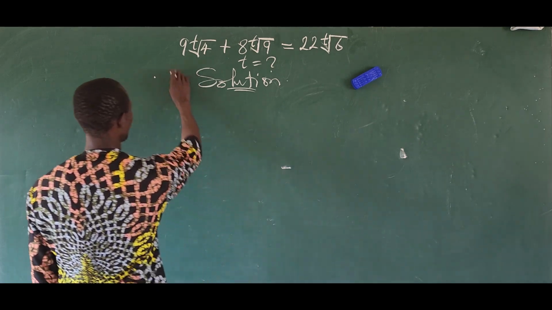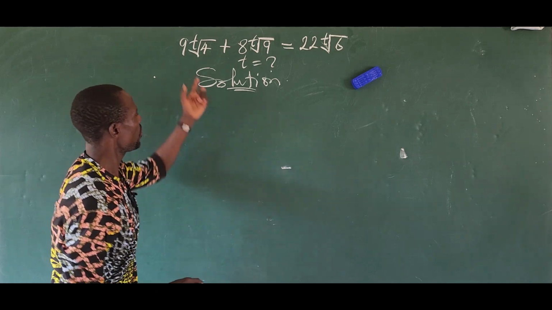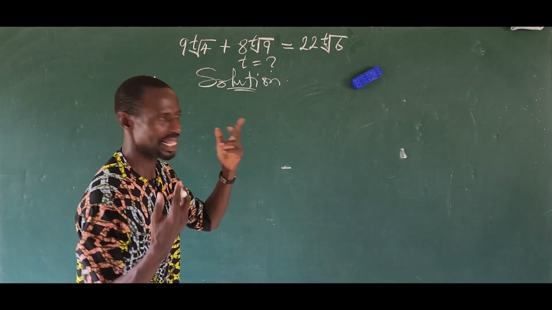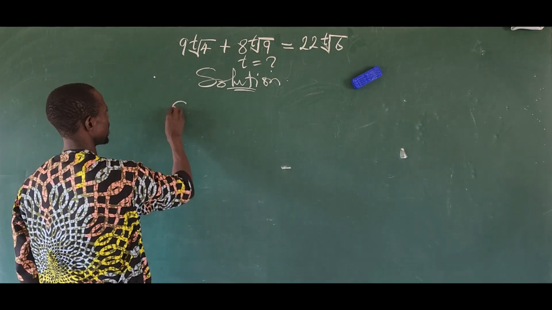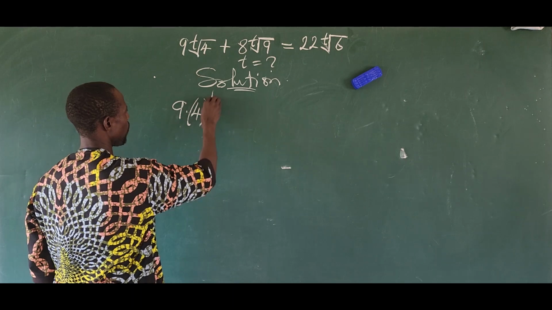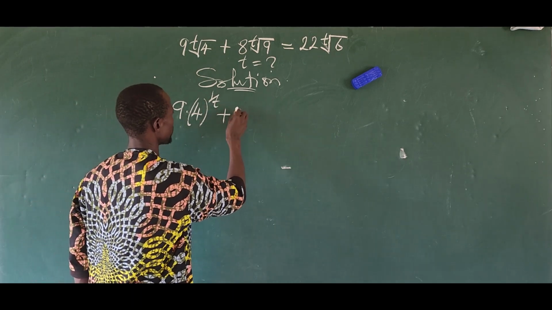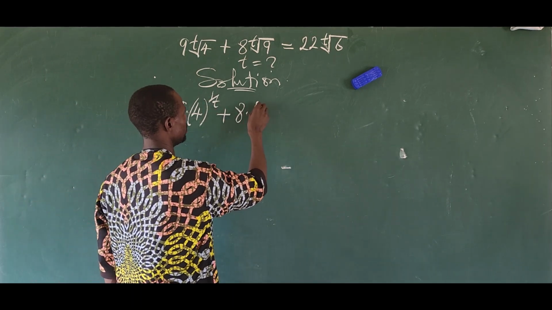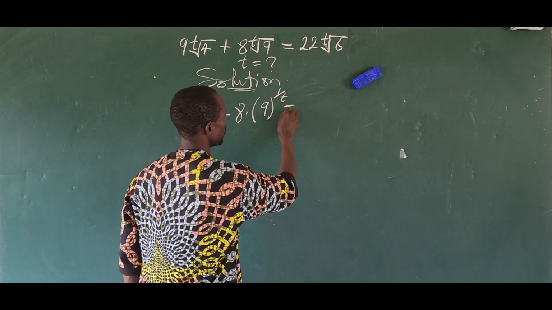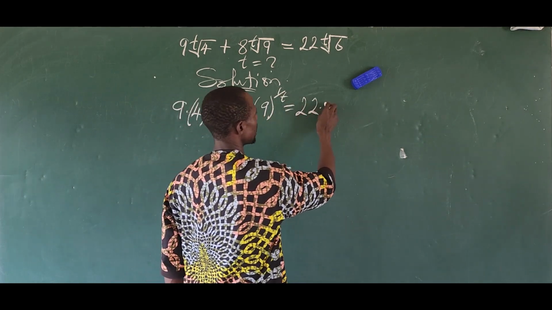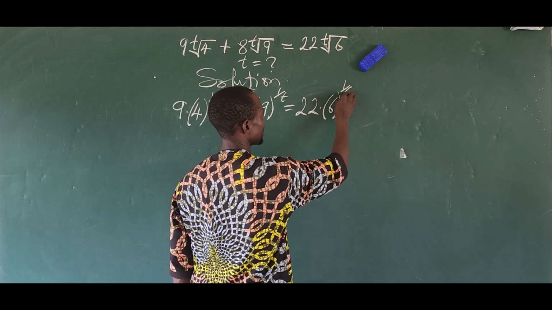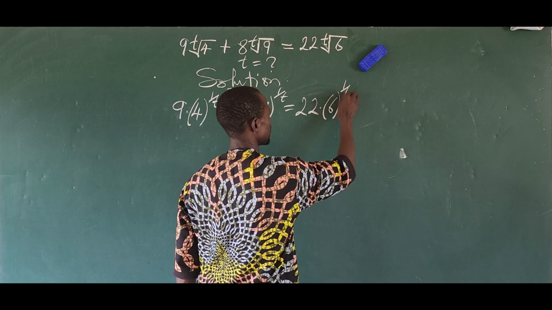All right, so now look at this question here. With what we have here now, we can just rewrite this radical. This is 9 times 4 all to the power of 1 over t, plus 8 times the bracket 9, all raised to 1 over t, equal to 22 times the bracket 6, all raised to 1 over t.